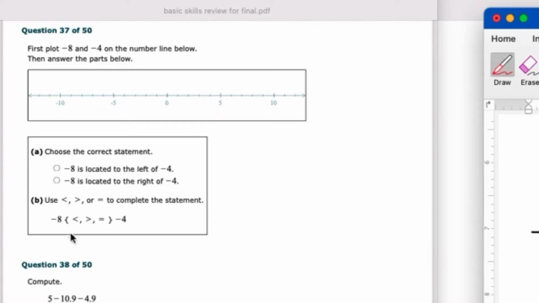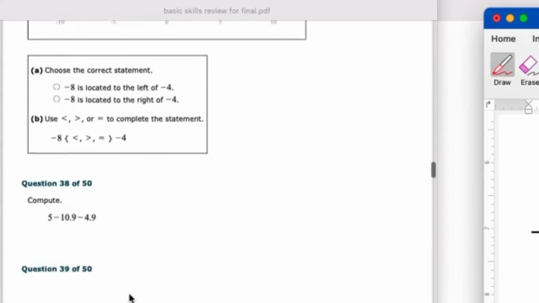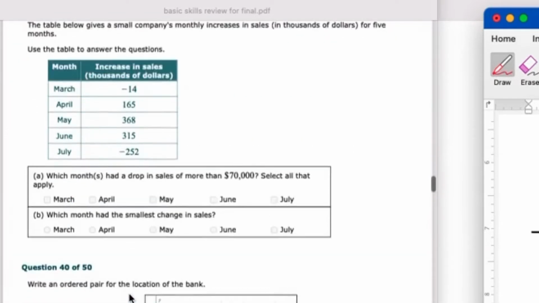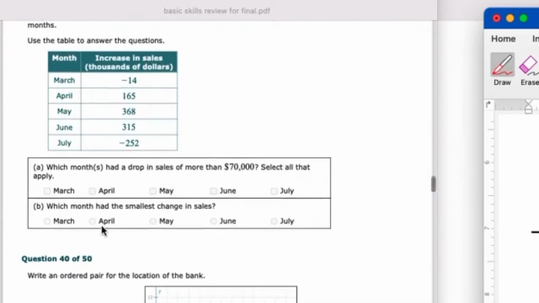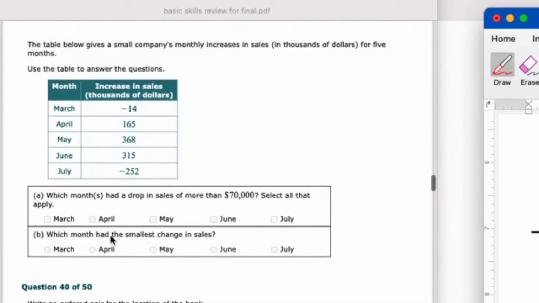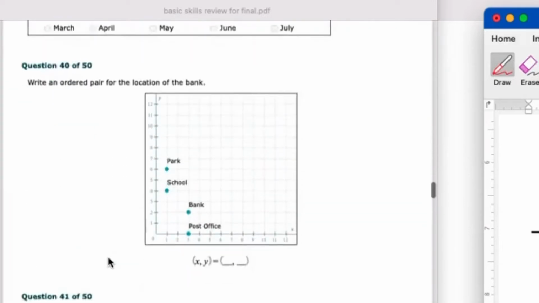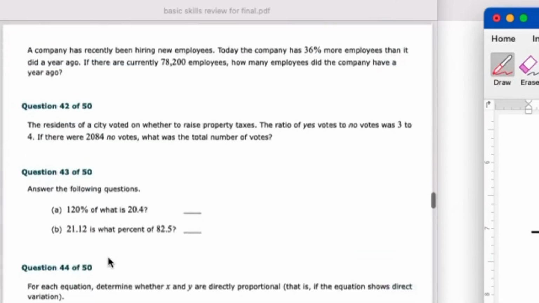Okay, so -8 is which way? Left. Okay, to the left, so it'd be less than. All right, you don't need help on that one. You don't need help on this one. All right, so this one, I don't think you're going to need help on that one or that one.